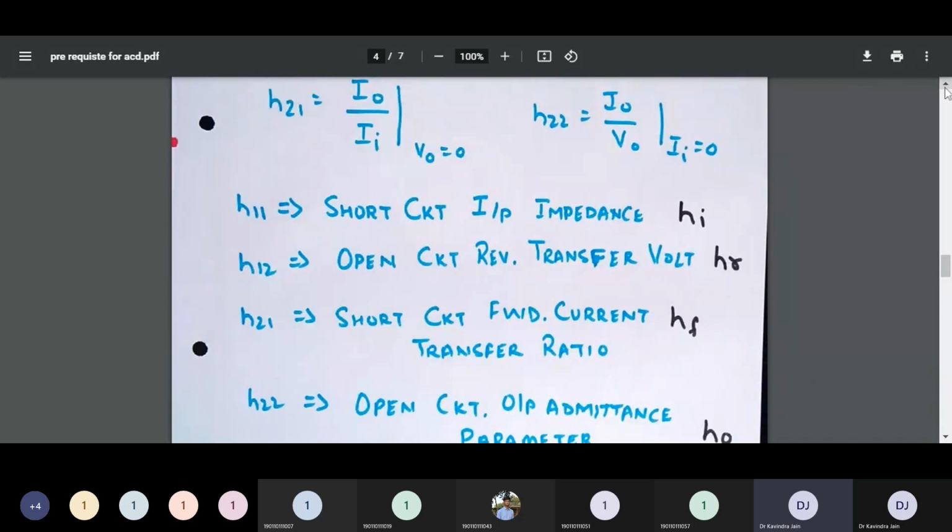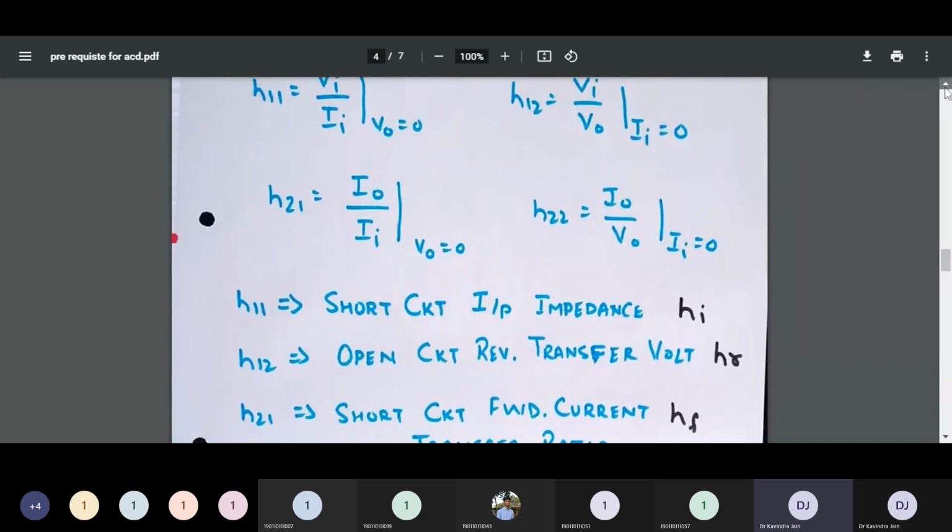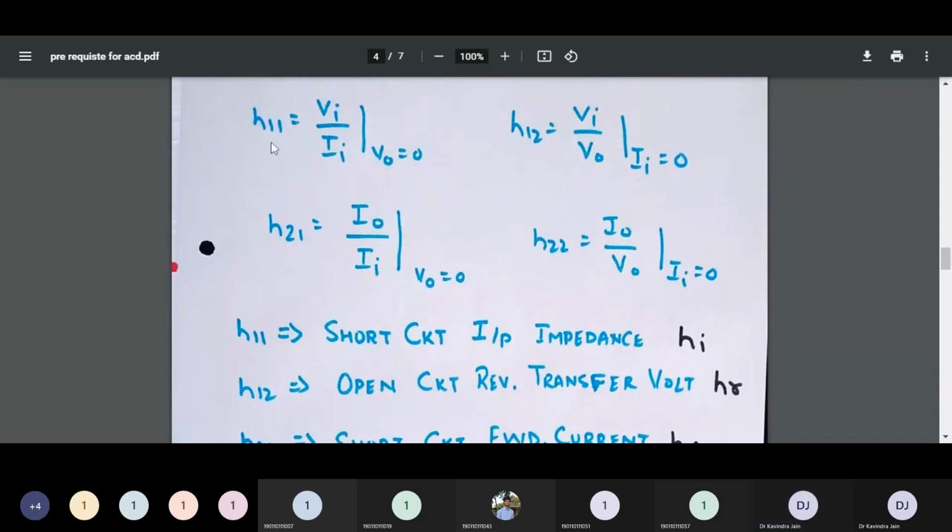Now you will ask, sir, what will be the formula for Hi? H11 means Hie for CE. Now, Hie is nothing but for CE configuration, the H parameter model. What is H11? Input voltage divided by input current. Now, let us talk about CE configuration. In case of CE configuration, what is our input voltage?